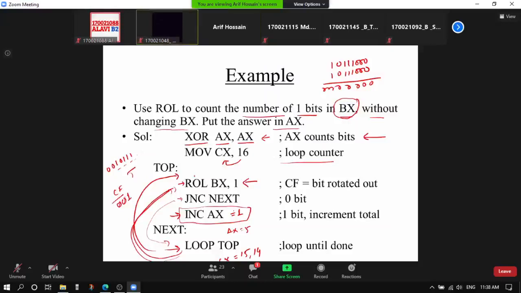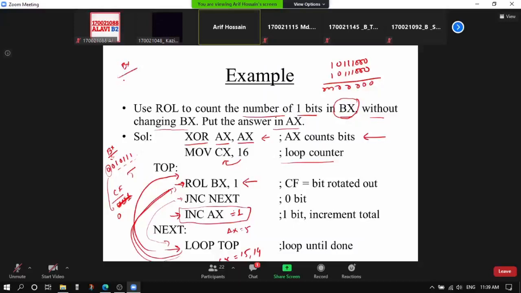See, assume this is your BX. Okay, just assume. So it becomes easier to understand. Assume this is your BX. Okay, these values. So when you are over here for the first time, what you are doing? Rotate left BX comma 1. So that means all of these bits will be rotated left 1 time, isn't it? Yes, sir. This is your MSB, right? Yes, sir. So this will move to the carry flag, right? Yes, sir.